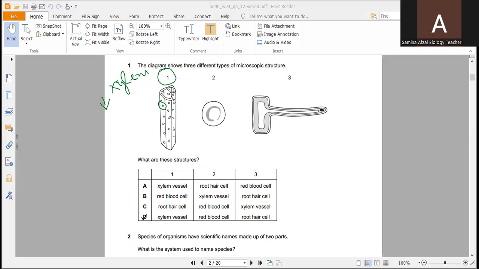And number 2, you can see the red blood cell without nucleus. So this is a red blood cell. And third, the long protruding structure is of a root hair cell.